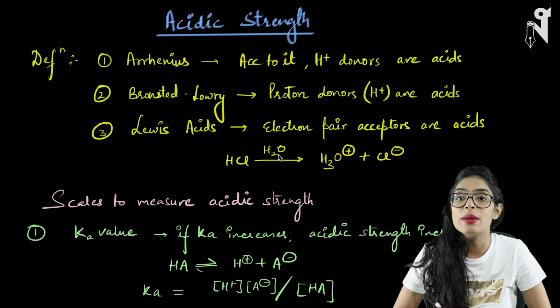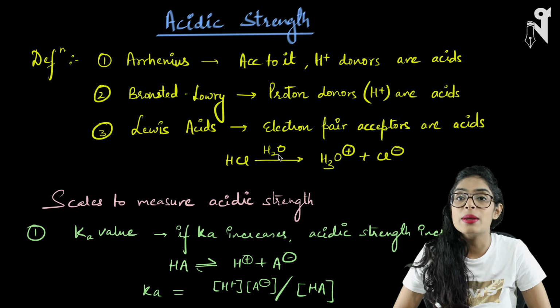So let's start with the acidic strength. First of all, we should know what exactly acidic strength means, or what is the parameter to judge a compound whether it is acidic or not. So there are multiple different definitions which we follow to decide whether a compound is acidic or not acidic, or it is acidic or it is basic, or what kind of character it possesses. So for acidic character, we have three different definitions.